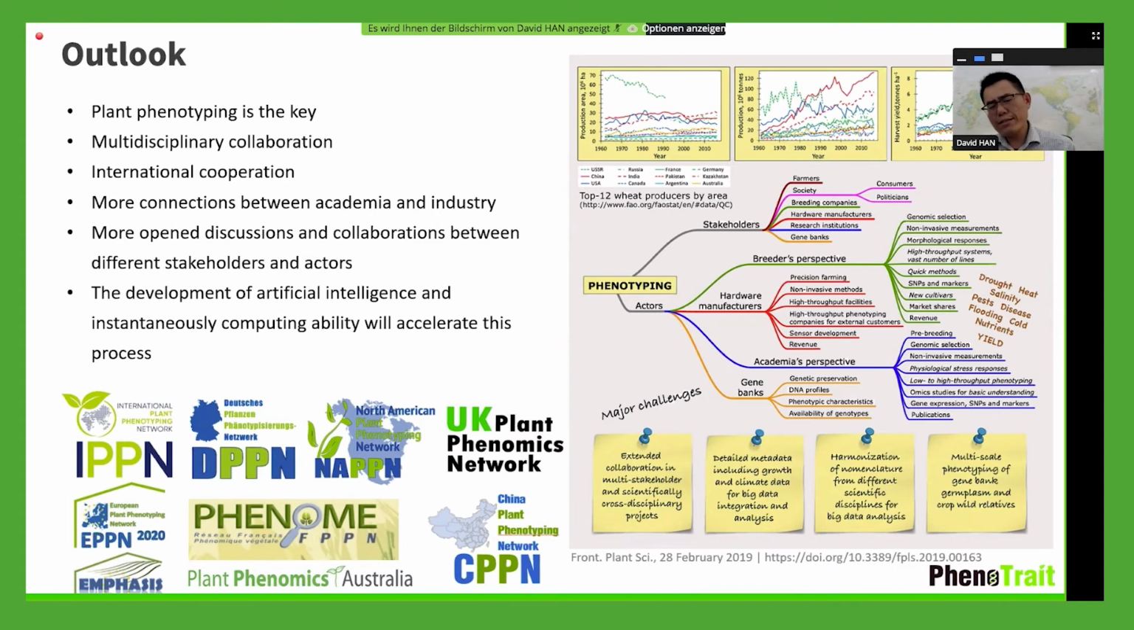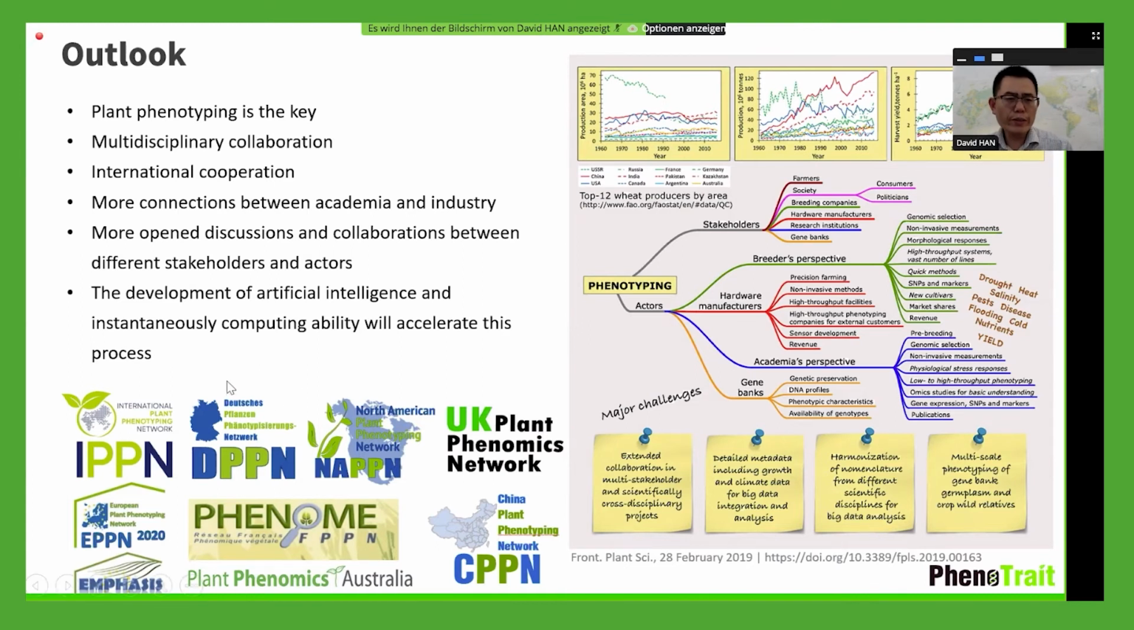As I know, many research organizations invest a lot of money to research or develop technologies which already exist in industry. I think this is a waste of money. And also, we need more open discussions and collaborations between different stakeholders and actors. They have their roles, their purpose, their benefits. Sometimes they are not very open to share information or very open for discussions. We hope in future we can have more open discussions.